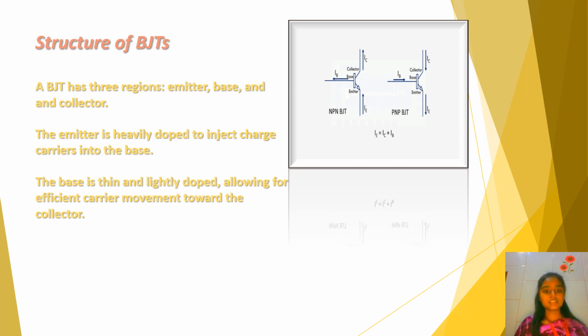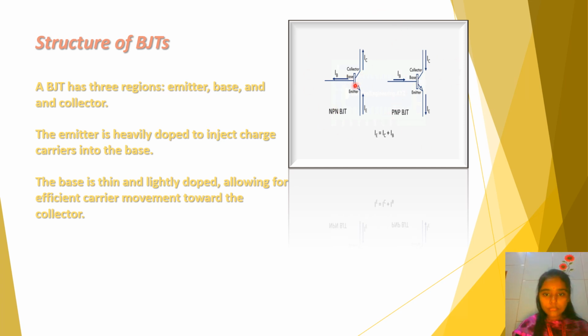The structure of BJTs. A bipolar junction transistor is a three-terminal semiconductor device with three doped semiconductor regions, the emitter, base, and collector, separated by two PN junctions, forming either an NPN or PNP. So in the basic structure we have three terminals and two types. Three terminals means base, emitter, collector. Two types means NPN, PNP. Here in the diagram, the emitter, collector, and base are shown. This is the NPN BJT. This is the PNP BJT.